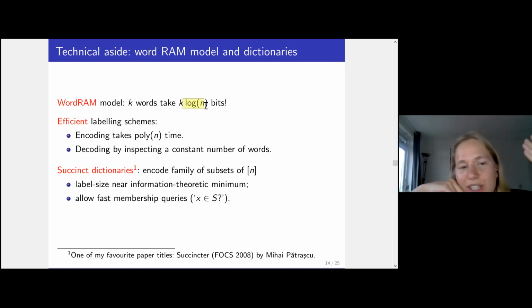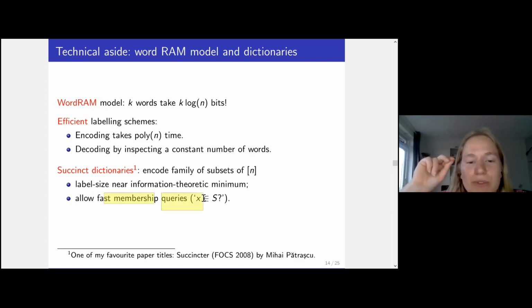But it turns out that a lot of clever people have actually solved this problem for us already. There's this construction called King dictionaries, which allow you to do this encoding for families of subsets of 1 up to n, which both achieve a label size near the information theoretic minimum, and also allow you to just inspect a constant number of words and answer whether a certain element is in our list. This will be necessary for us because we want to decode these adjacencies. So we want to check, in this list, is there the vertex that we want to know whether it's adjacent to it or not?